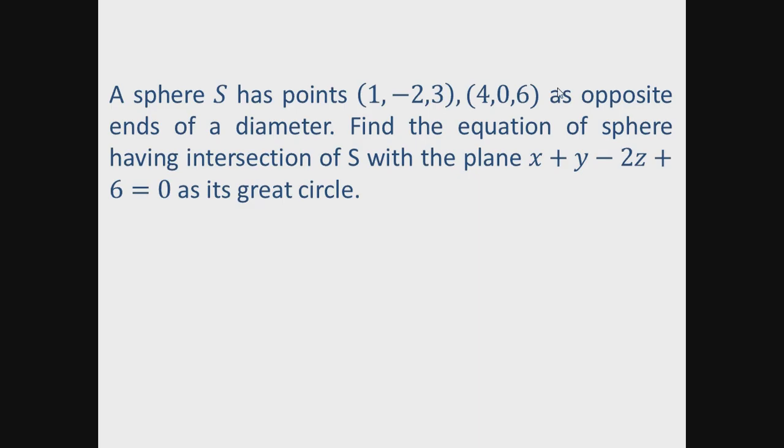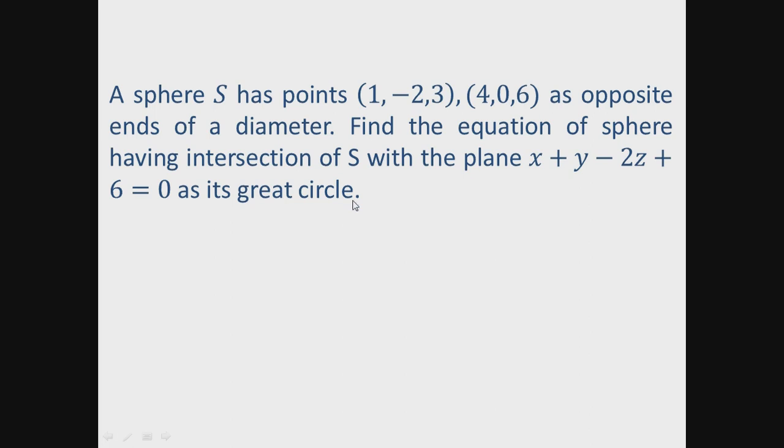Consider the next example. A sphere S has points 1, minus 2, 3 and 4, 0, 6 as opposite ends of a diameter. Find the equation of the sphere having the intersection of S with the plane x plus y minus 2z plus 6 equal to 0 as its great circle. Now you already saw what we mean by great circle. A great circle is a circle whose center and radius are the same as those of the sphere. So it is enough to find the center and radius of that circle.